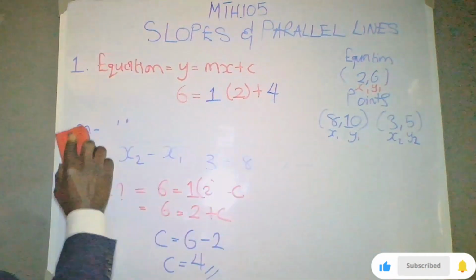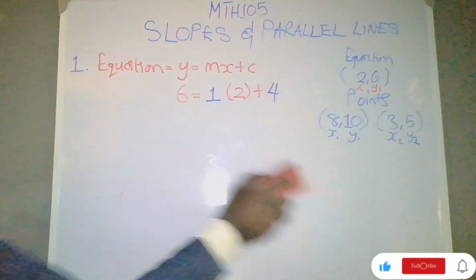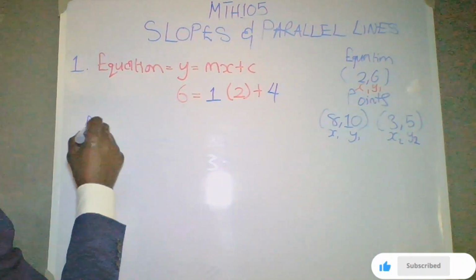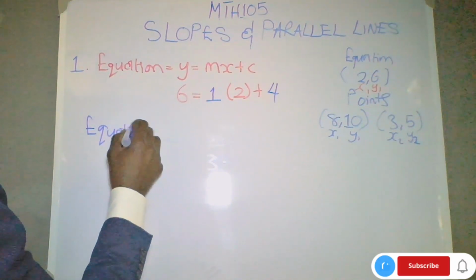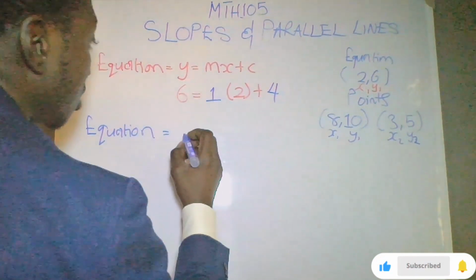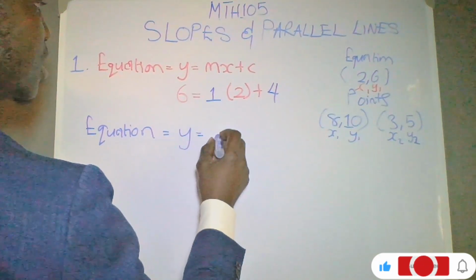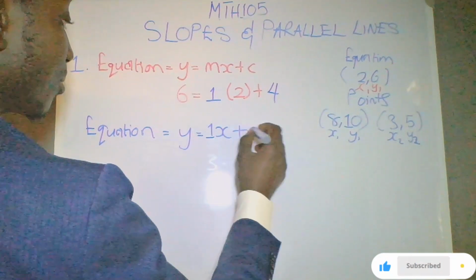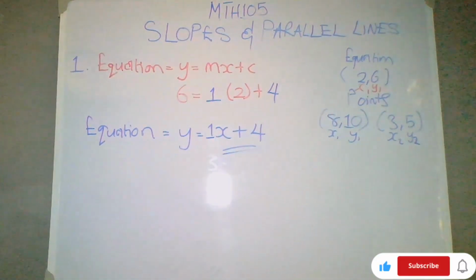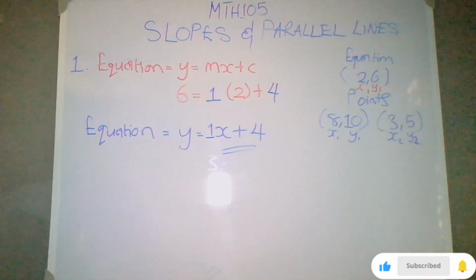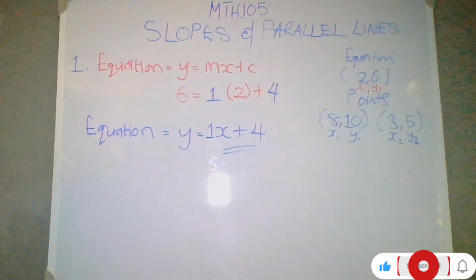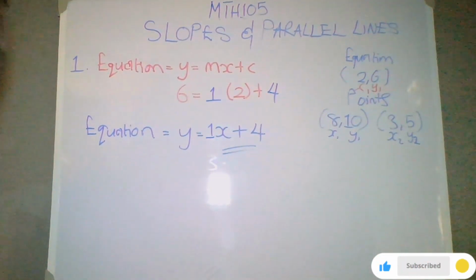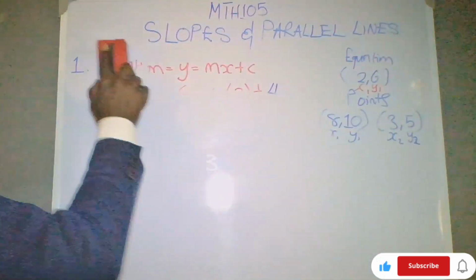The equation will then be y equals our m, which is 1, x plus 4, as our final answer. We have our equation all sorted out. So that brings us to the end of example 1. Then we move to the next example.